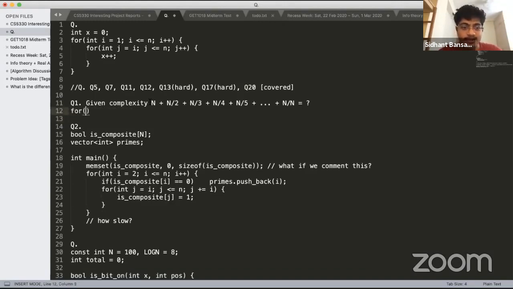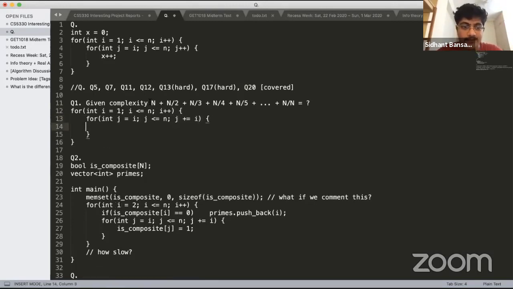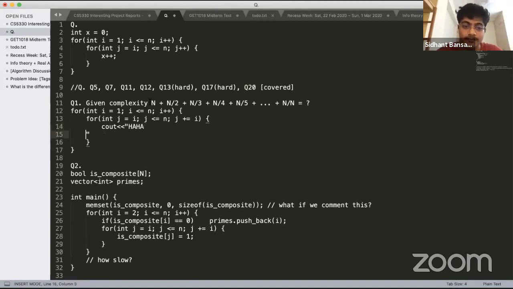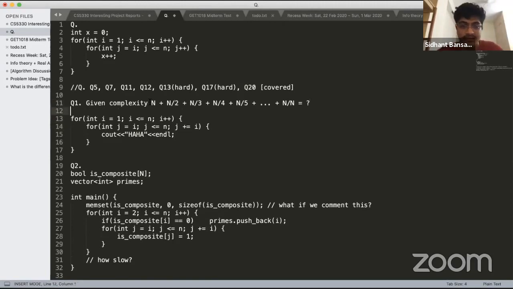Okay, so I think Sidhant Bansal is correct. I goes from, let's say, 1 to n, and then j goes from i up to n, and then we are doing some print statement here. So here we are, let's say, printing haha. So how many times is this haha statement printed? That's the question, right? This question is basically equivalent to this.